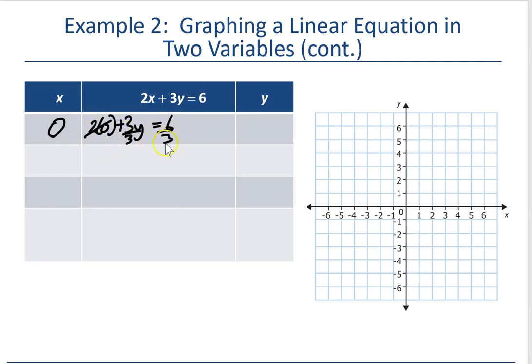So I can divide by 3, and I'm going to get, well, what's 6 divided by 3? Well, that's going to be a 2. So one of my coordinate points is going to be (0, 2).